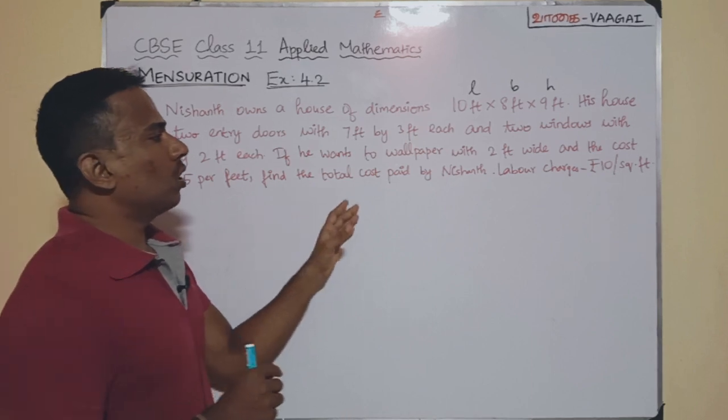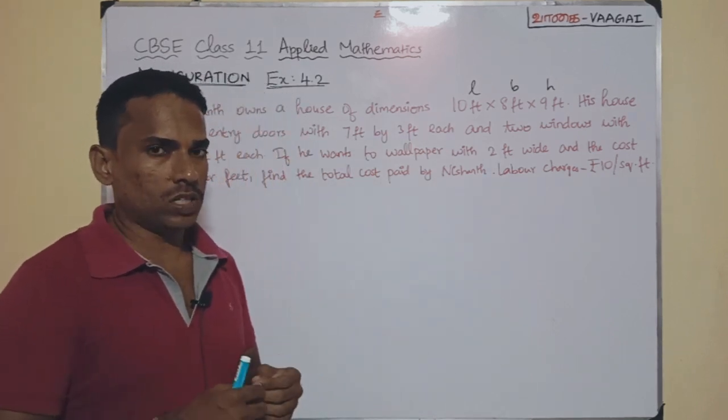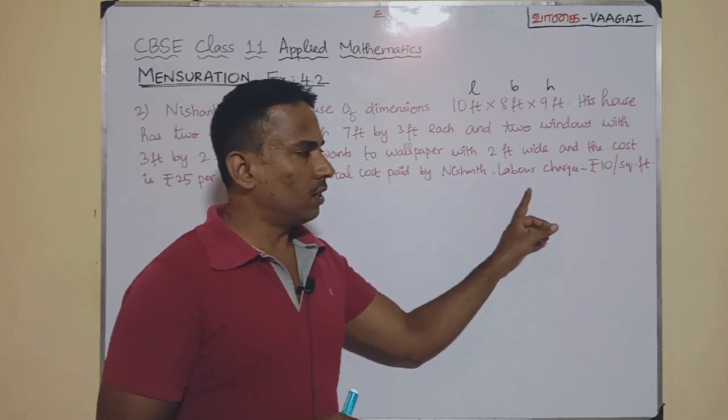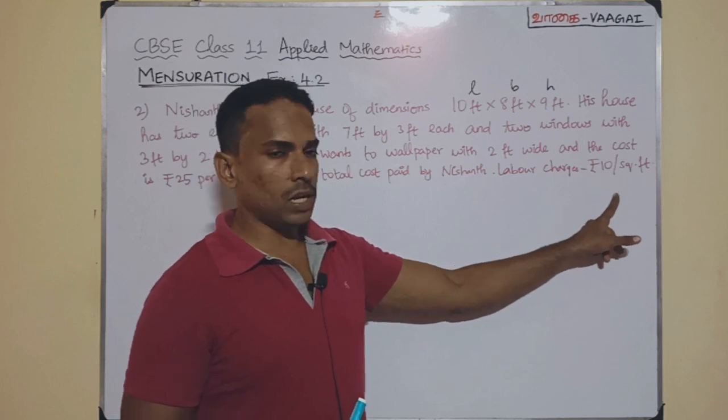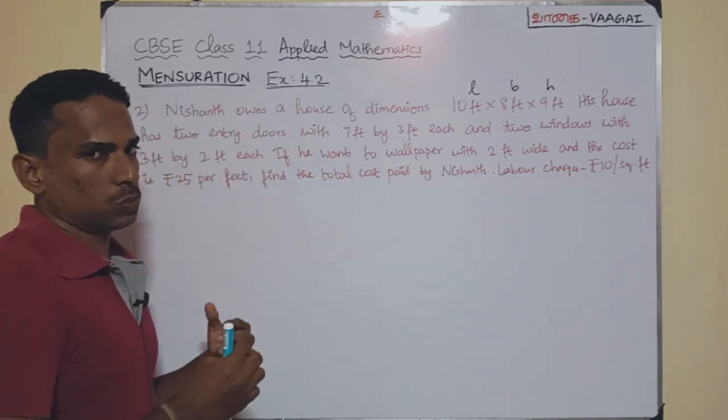Then find the total cost paid by Nishant. So to do the entire work, how much cost does Nishant need to pay? This is going to be the question. Additionally, they also gave the labor charges, which is going to be rupees 10 per square feet. So now, keeping all this information in mind, we need to work this problem carefully.